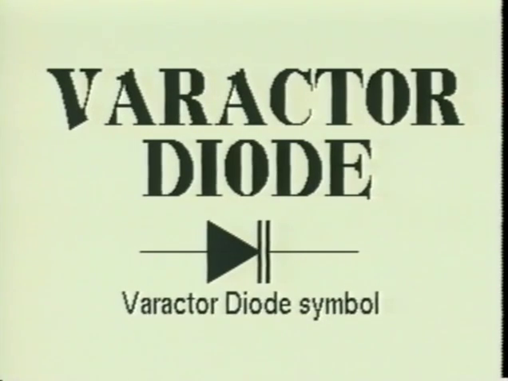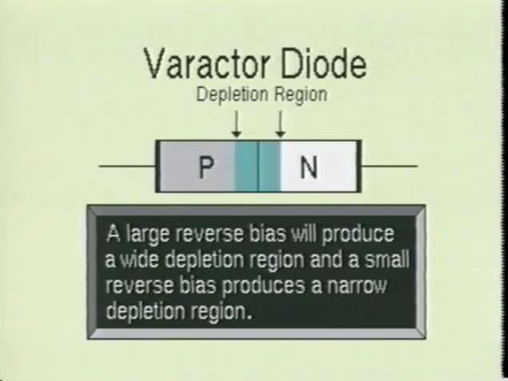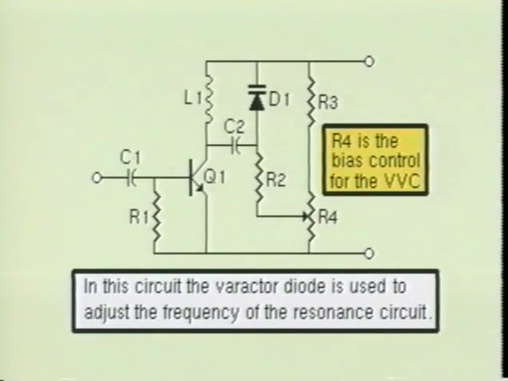Here we see the varactor diode. The VVC diode is also referred to as a voltage variable capacitor, or varicap for short. Basically, the varactor diode is a reverse bias diode, and its capacitance is that of the PN junction depletion region. As you recall, a large reverse bias produces a wide depletion region. This depletion region will act as a dielectric between two conducting plates, which in this case would be the two semiconductor materials. Because of this characteristic, the varactor diode has the ability to act as a voltage variable capacitor. The primary application of the varactor diode is as a tuning device for oscillator circuits.